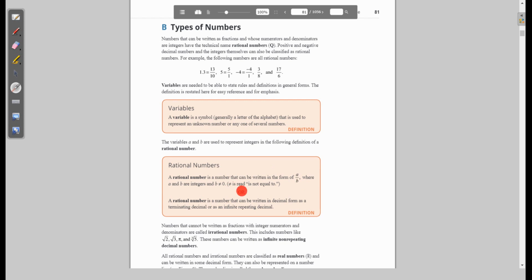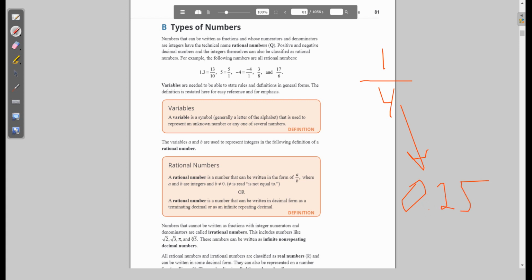Or an alternative definition is a rational number is a number that can be written in decimal form as a terminating decimal or as an infinite repeating decimal, right? And I'm pretty sure we'll touch on that here in a moment. But just to give you an idea, like 1/4. 1/4 is obviously an integer over an integer, right? And of course, the 4 is not equal to 0, so we're good there. That is indeed a rational number. But we can also write that in decimal form, and it does have a terminating decimal, right? If I wrote this in decimal form, it would be 0.25, and it stops there.